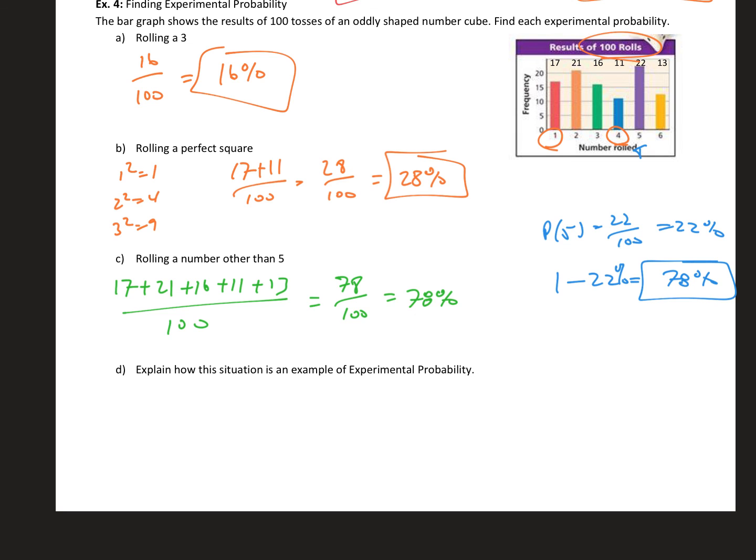So explain how this is different, or it's experimental, because the dice were rolled. So that's how you get the different number of trials.